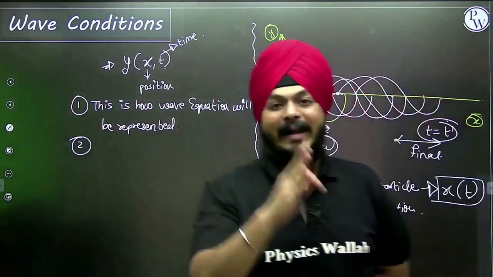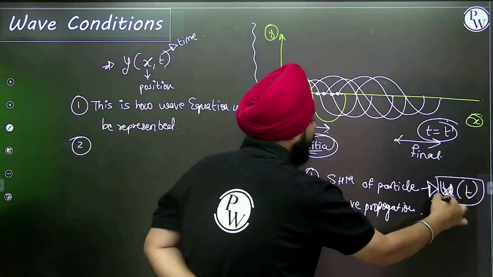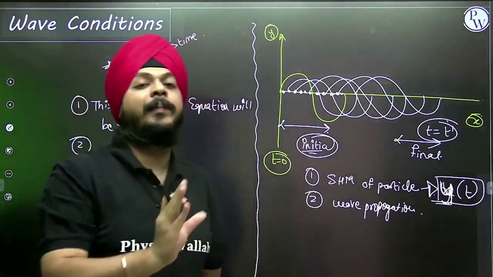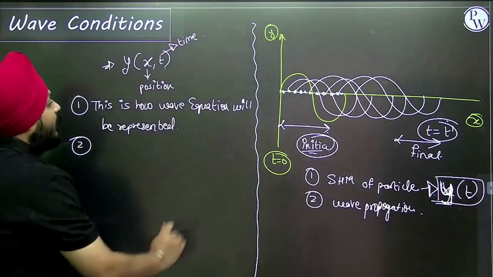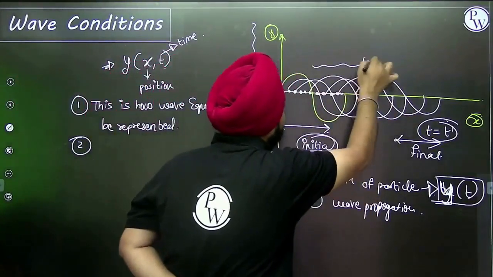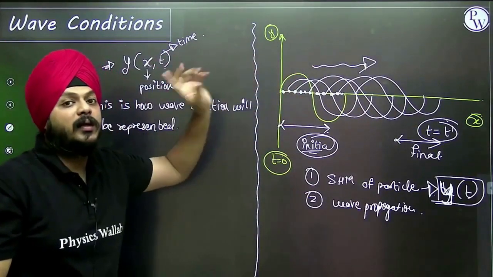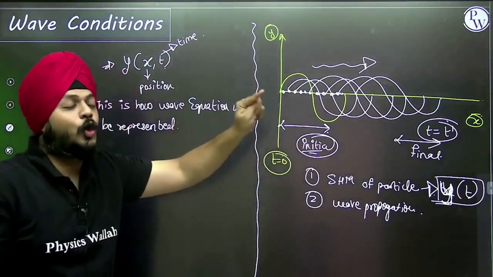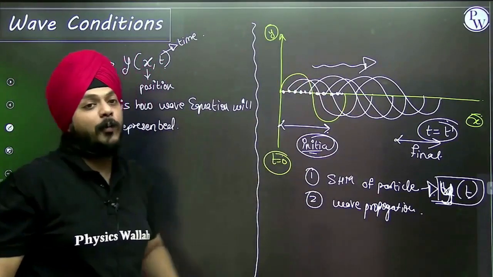The equation of a particle performing oscillation or SHM, we were representing the motion mathematically as a function of time. But here, the wave is getting formed and propagated in a specific direction. So this motion will be represented as a function of time and also as a function of the distance through which it is propagating.